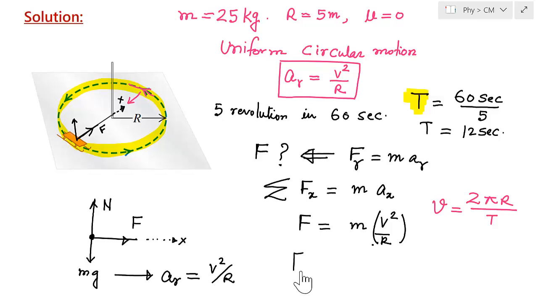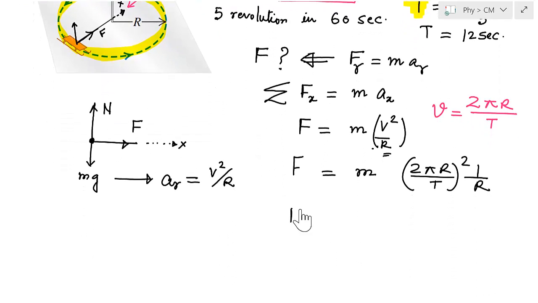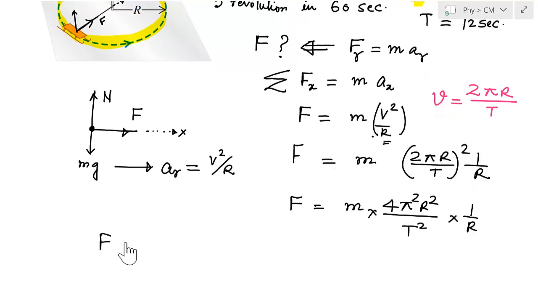Now I can plug this in here, so I can write F equals m, and v is nothing but 2 pi r by T, and this whole squared, and I also have 1 by r, so this is multiplied by 1 by r. If you calculate, F equals m times 4 pi square r square over T square, multiplied by 1 by r. So one r cancels out, so we will have F equals 4 pi square r m divided by T square. So this is the force that is applied by the rope onto the sled.